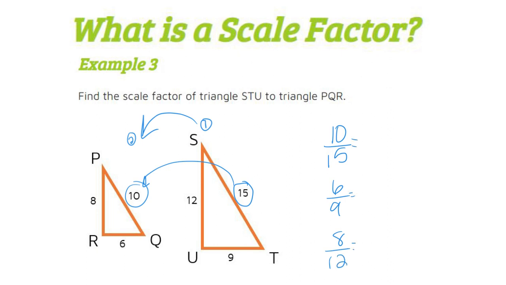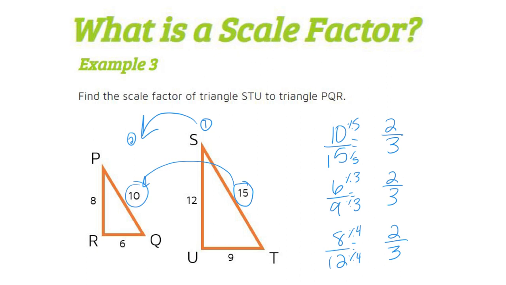And now we need to simplify our ratios. So I can divide by 5 on this one. So that'd be 2 over 3. I can divide by 3. So that'd be 2 over 3. And I can divide by 4 on this one. So 2 over 3.